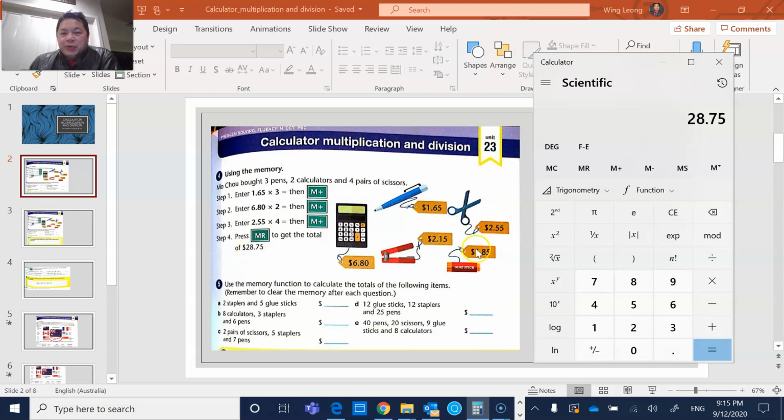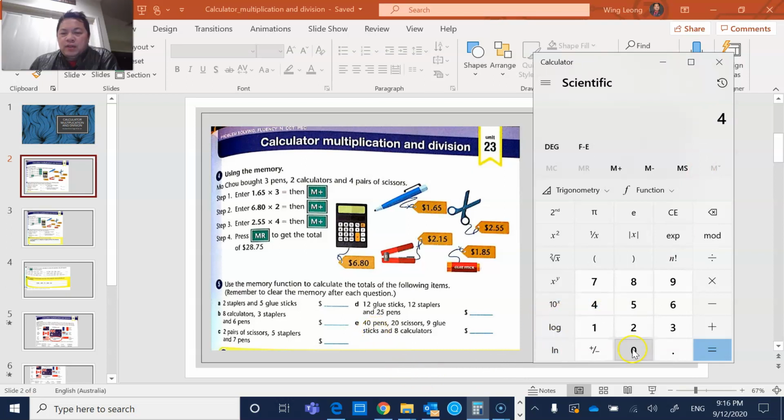So try that on your own. I'm going to go through the most difficult one here, which is the last one, and then you can check whether your answer is correct. But before you do that, remember you have to clear the memory. Press MC, that's clear memory, and then clear the screen here to make it 0. Okay, let's do this one.